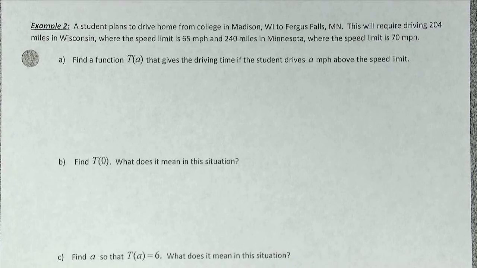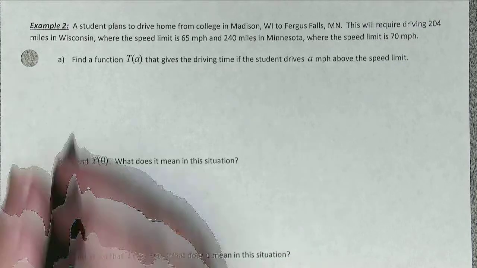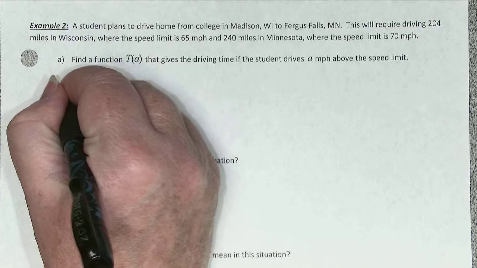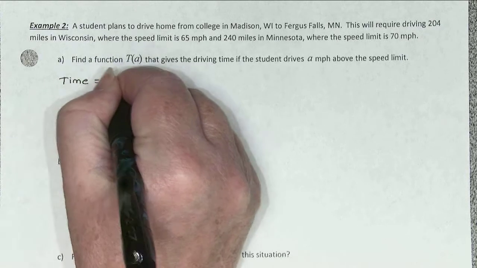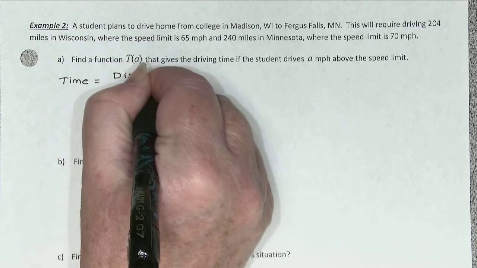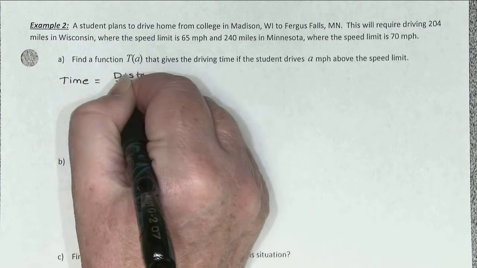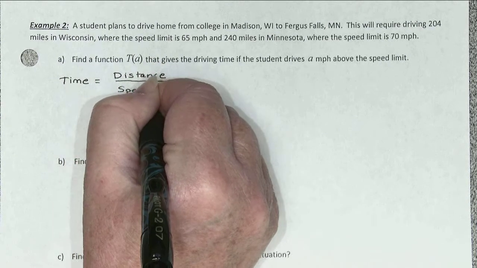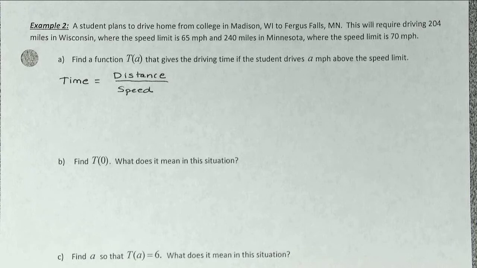First of all, I need to remind you of something that you probably learned back in an algebra class somewhere along the way. Specifically, time is distance divided by speed. A really simple example, if you want to go 60 miles and you're traveling 60 miles an hour, 60 divided by 60 gives you the 1 hour that it'll take you, right? So distance divided by speed gives us time.